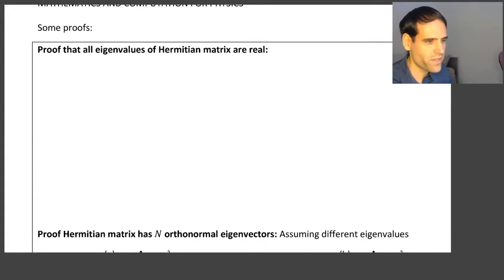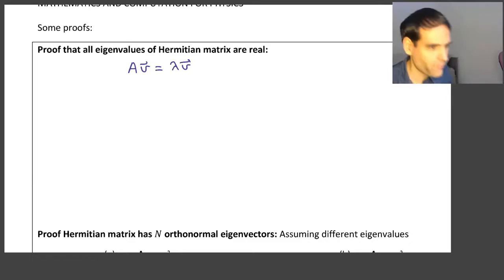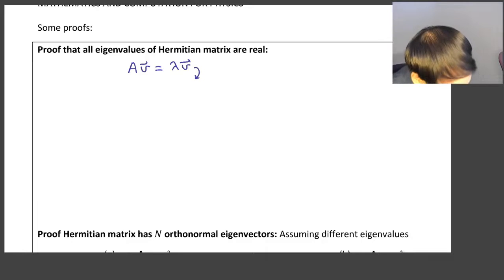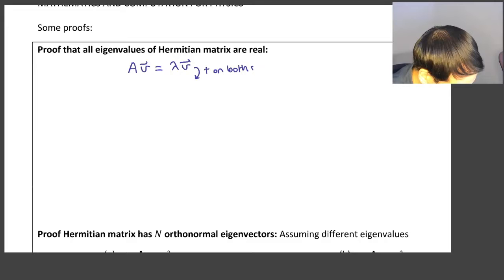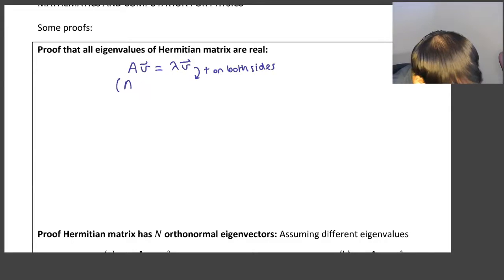So let's start with the definition of an eigenvector. A times eigenvector V is equal to the eigenvalue lambda times the eigenvector V, by definition of eigenvector. Next we do the Hermitian conjugate or the dagger operation on both sides. Okay, so we have that (A V) dagger is equal to (lambda V) dagger.